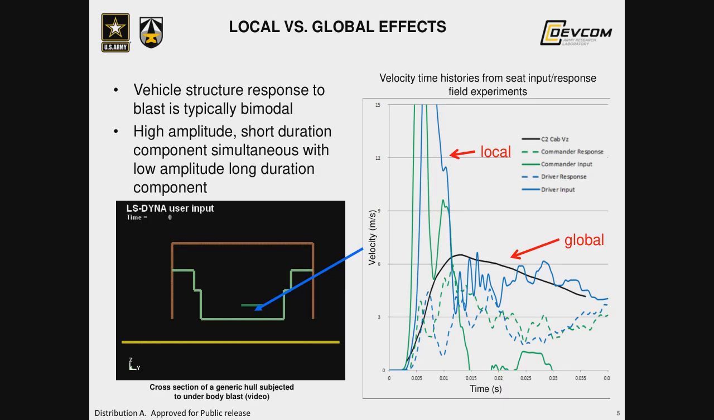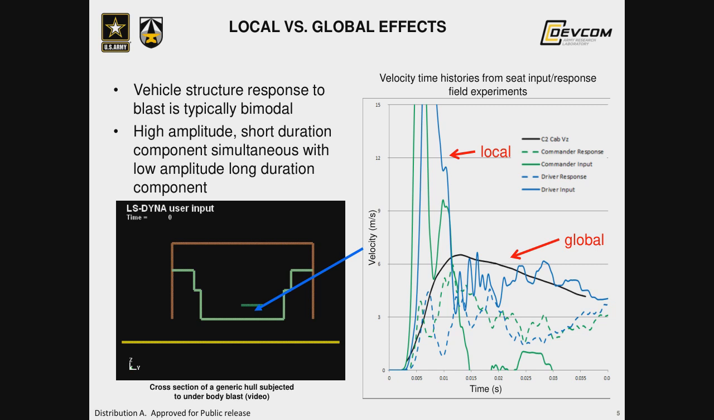Go to the next slide here. Taking a closer look at some of the response data from those field experiments, the vehicle structure response to blast is typically bimodal, and by that we mean it appears to be two different distinct waveforms. One is the initial response due to soil hitting the underside of the vehicle, and the second is the lower frequency, or what we call rigid body motion, where everything picks up and moves in unison and leaves the ground.